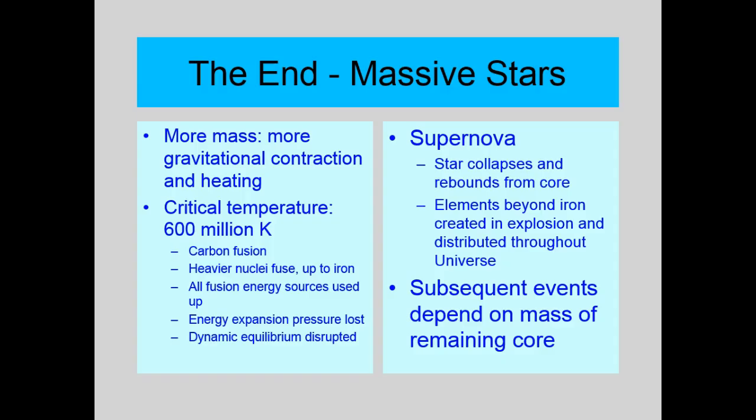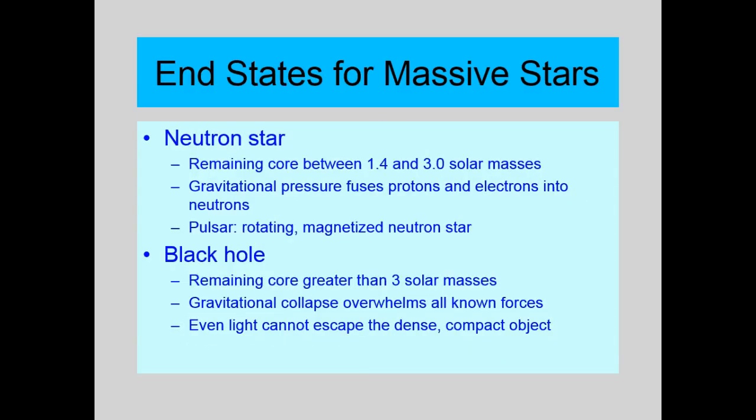Subsequent events depend on the mass of the remaining core. So it is collapsed, rebounded from the core, what's left? Okay? Something is left in the core. Now, these are really big, massive stars. Let's see what we've got.